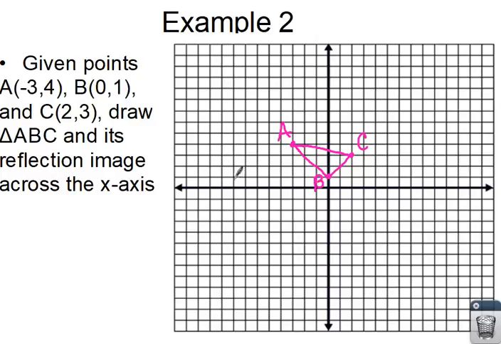Then we're going to reflect it across the x-axis. Here's the x-axis. So when you reflect it, you move each point the same distance across the line. So B is one box above, it's going to be one box below now. C is 3 above, it goes 3 below. A is 4 above, it goes 4 below.